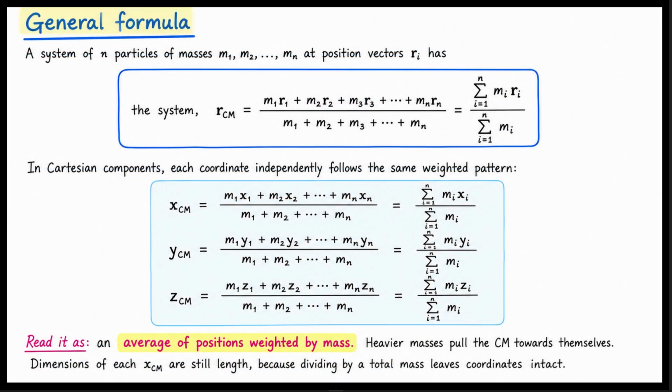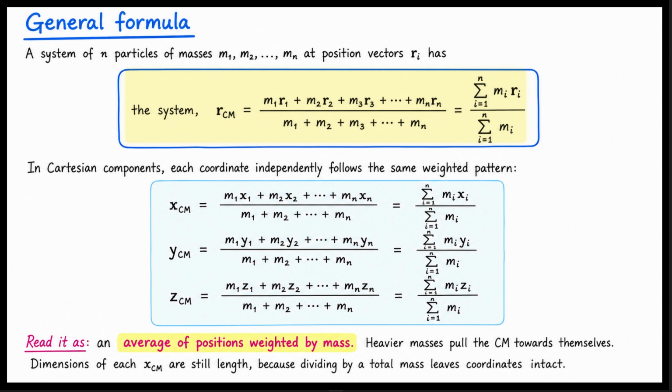Now for the general formula for the center of mass. Take a system of n particles with masses m1, m2 up to mn, located at position vectors ri. The position vector of the center of mass, rcm, is m1 r1 plus m2 r2, and so on, all divided by the total mass m1 plus m2 and so forth. Equivalently, using summation notation, it is the sum from i equals 1 to n of mi ri, divided by the sum from i equals 1 to n of mi.